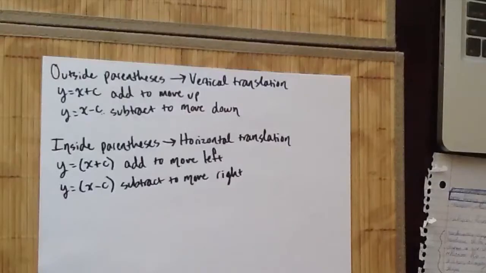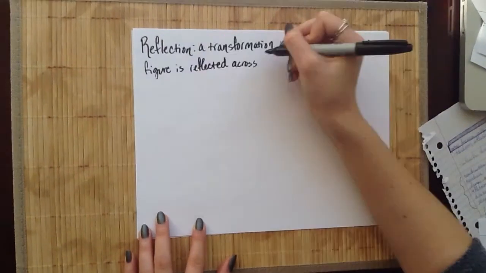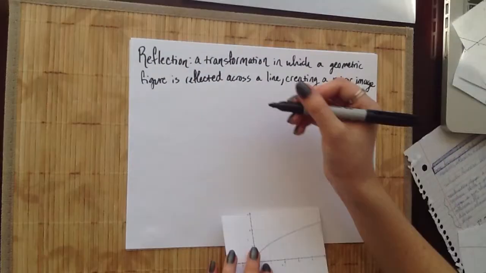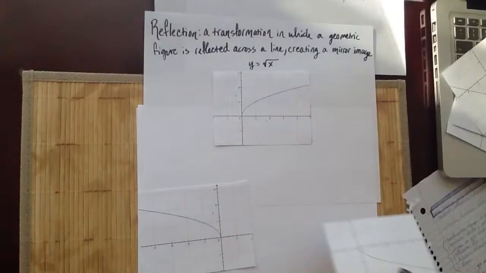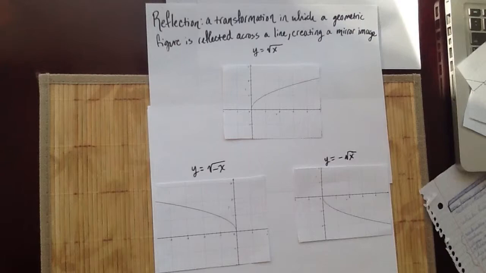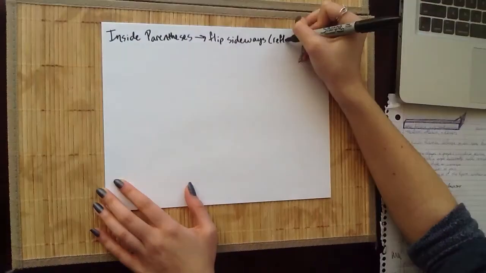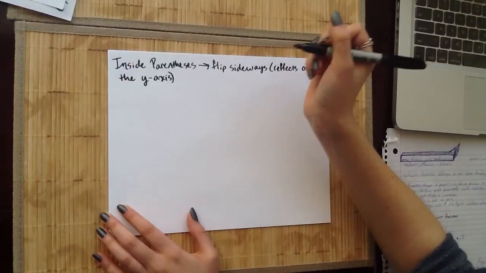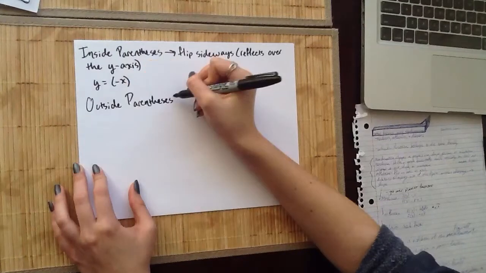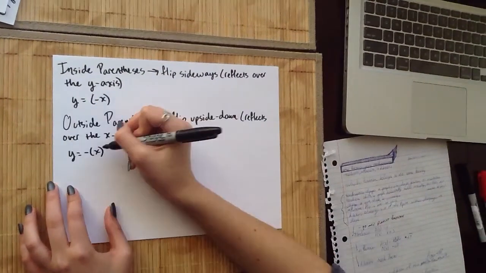If the number is inside the parentheses, it is a horizontal translation, and adding moves the graph left and subtracting moves it right. A reflection is a transformation in which a geometric figure is flipped across a line, creating a mirror image. The parent function in this example is y equals the square root of x. The 2 bottom graphs illustrate reflections over the y and x axis. If the negative sign is inside the parentheses, then the graph is reflected over the y-axis, meaning that it is flipped sideways. If the negative sign is outside the parentheses, then it reflects over the x-axis, or flips upside down.